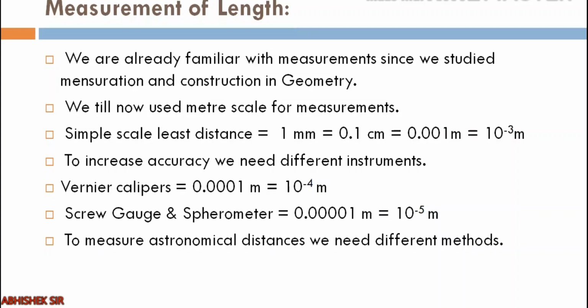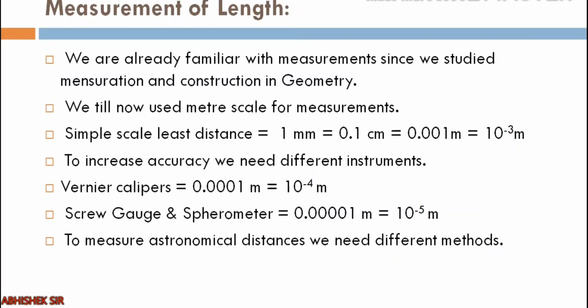Again, if you go further, instruments like screw gauge and spherometer, which we are again going to use in practicals, can measure up to an accuracy of 10 raised to minus 5 meter. So that is how physics is helpful. With the instruments that are invented in physics, we are able to be more accurate. Now to measure astronomical distances, we need different methods. We cannot have any instrument to measure astronomical distances, right?